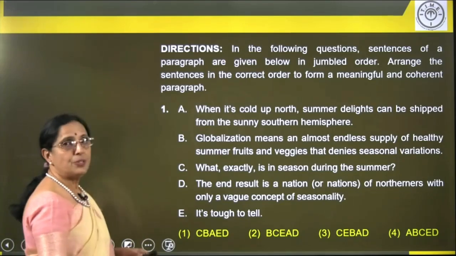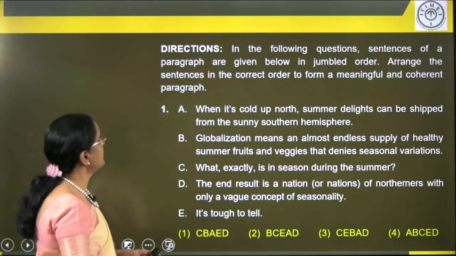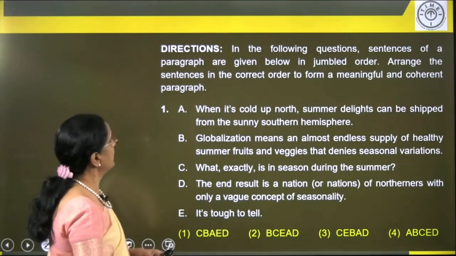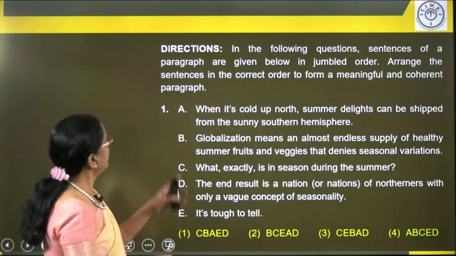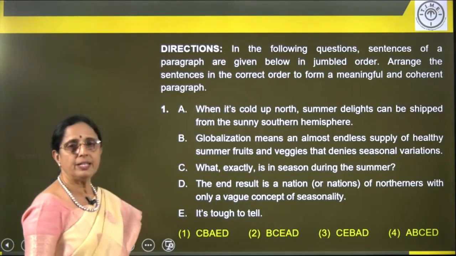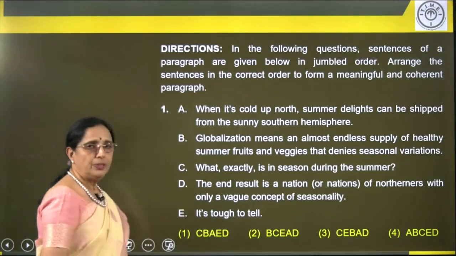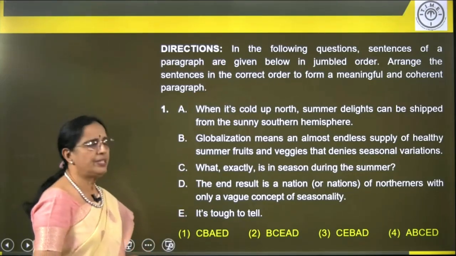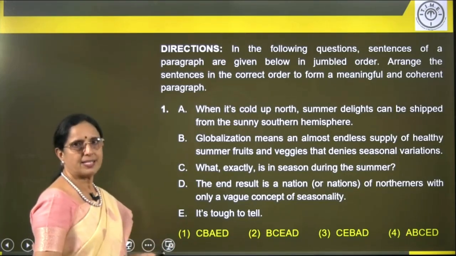Directions, as you know, we have to read the directions carefully. In the following question, sentences of a paragraph are given below in jumbled order. Arrange the sentences in the correct order to form a meaningful and coherent paragraph. And you normally address this type of question as para formation questions.